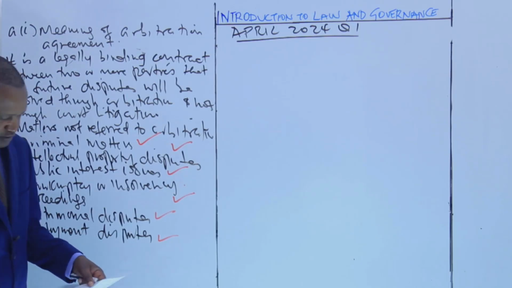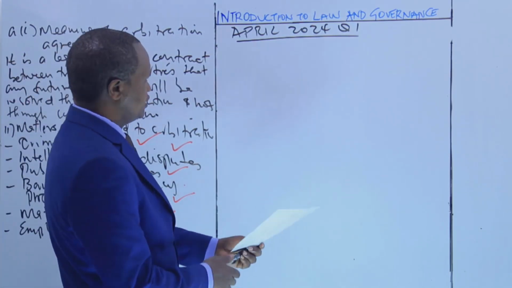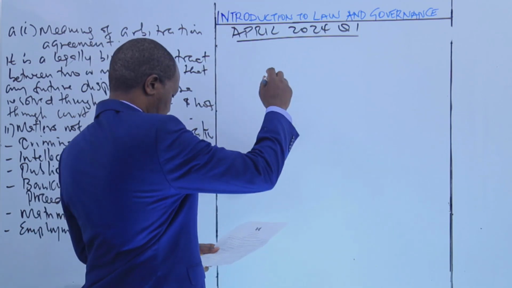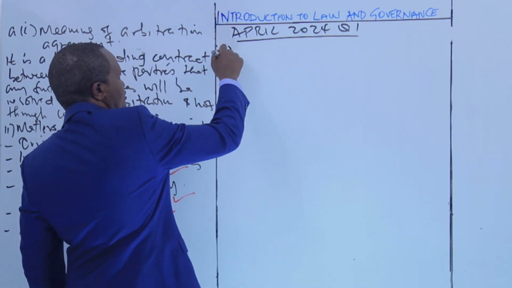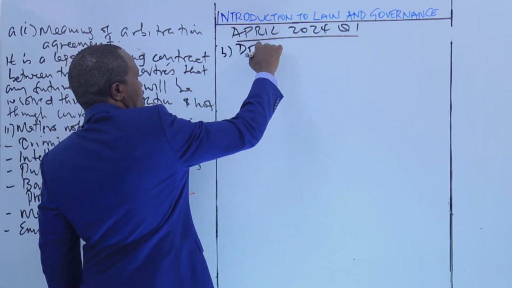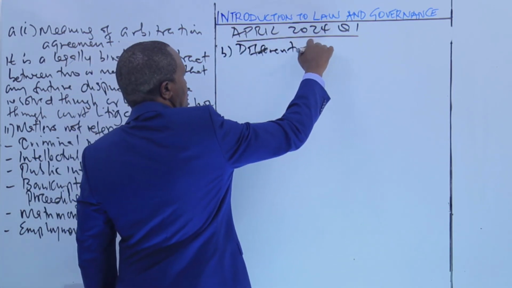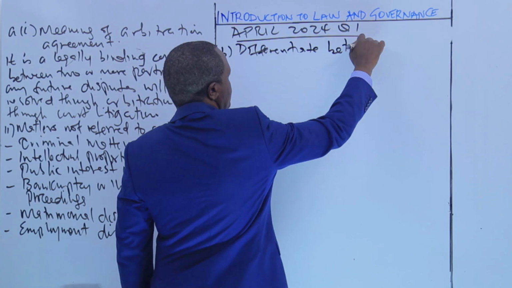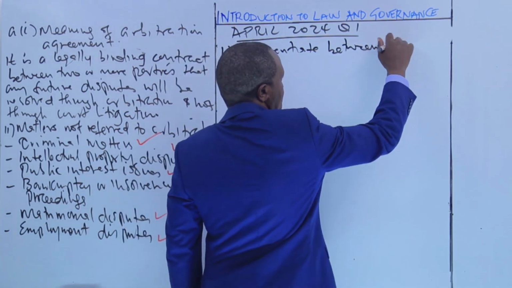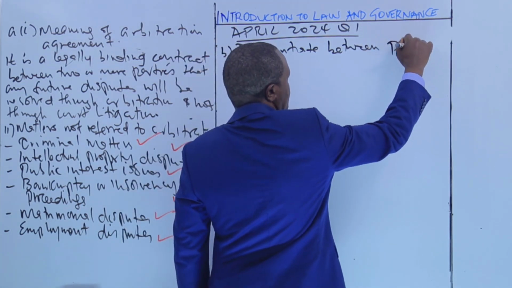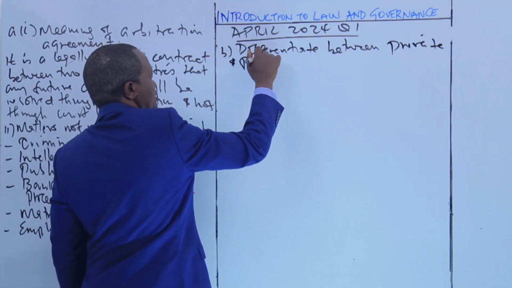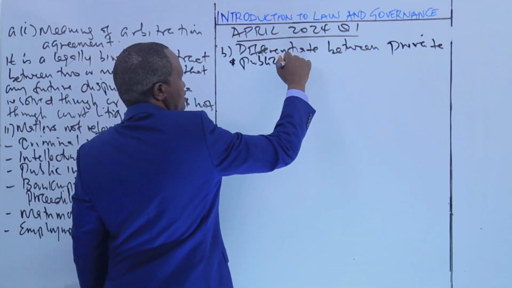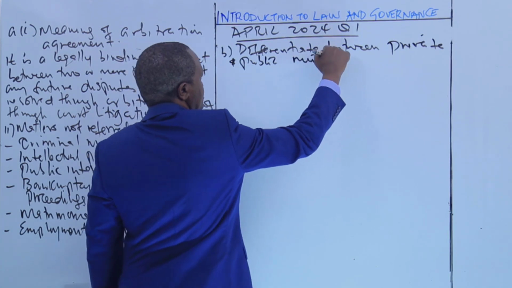Differentiate between, this is part B, differentiate between private and public nuisance.